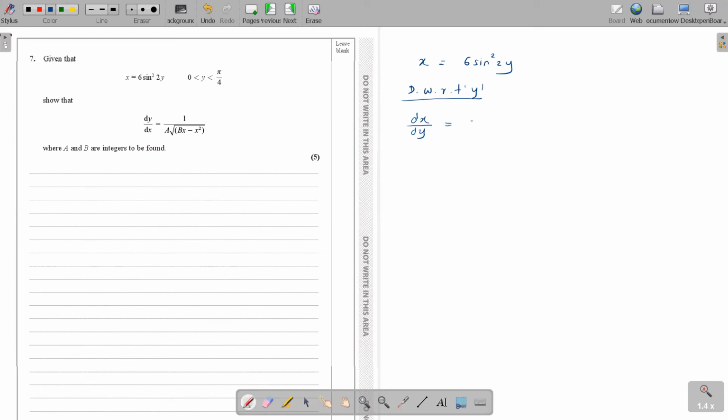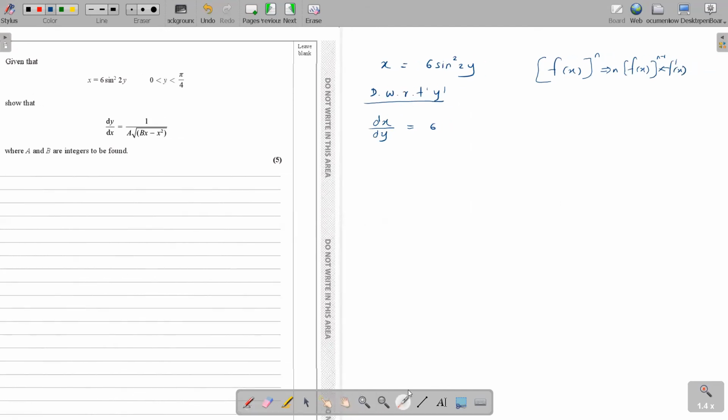Here you get 6 times sine square 2y. So what's the rule here? The rule is simply, if you have some power when you're differentiating, first priority goes to the power: n times f(x) to the power n minus 1 times f dash x. So if you have a function with some kind of a power, you deal with the power first, and after you're done with the power, you go inside and differentiate the f(x) function. So it's the same rule here.